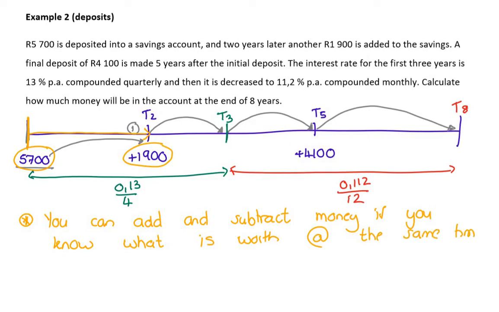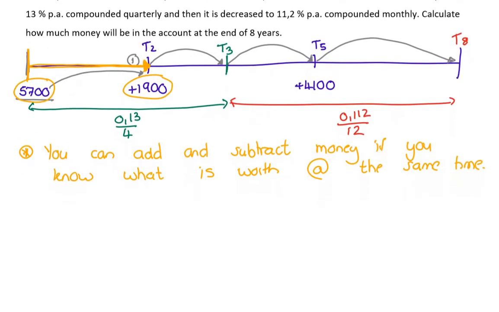Okay, so that's why the grade 10 approach of finding out what your 5,700 Rand is worth at 2 years, then adding 1,900 Rand is a valid way of doing it. Now here's the grade 11 approach.